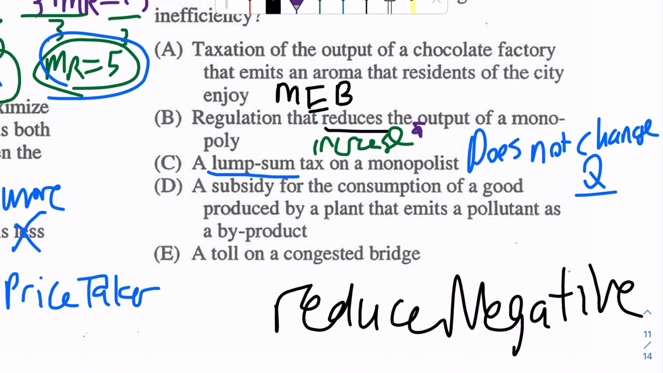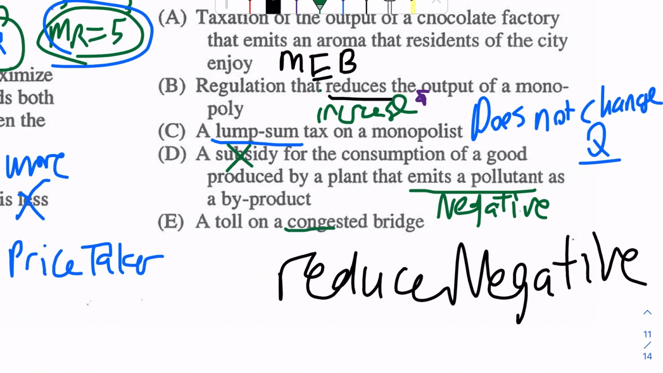A per unit tax, which would mean a tax on each quantity, that would change the quantity to where we could be more efficient. A subsidy for the consumption of a good produced by a plant that emits a pollutant as a byproduct. Well, hold on. We're close there because it's a pollutant, which is a negative, but we don't want negatives, so we don't want a subsidy. What we need is a tax.